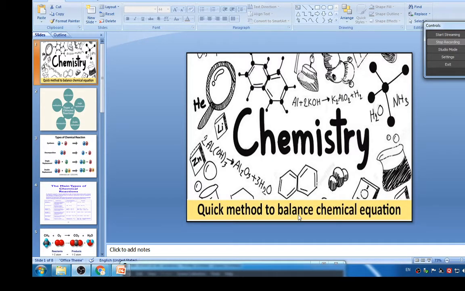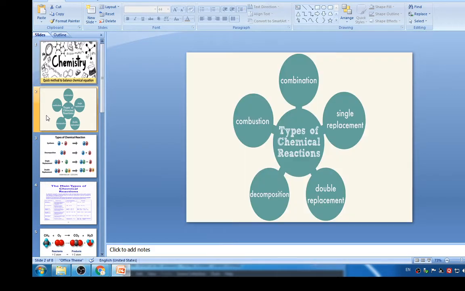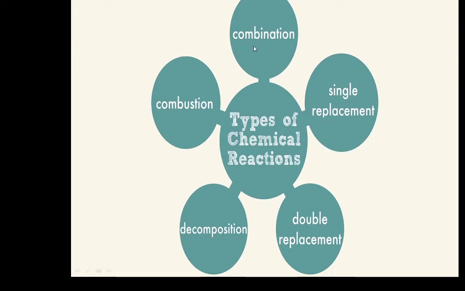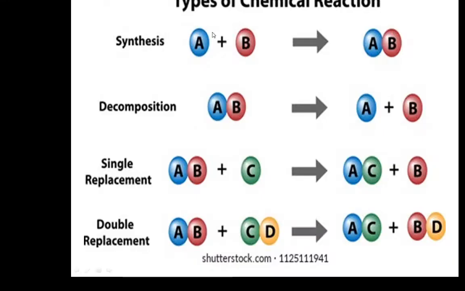Hello students. Today we are going to learn a quick method to balance chemical equations. Basically, there are 5 kinds of chemical reactions: combustion, combination (also known as synthesis reaction), single replacement, double replacement, and decomposition.